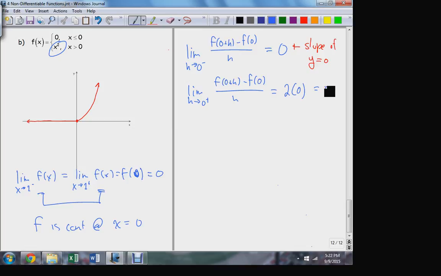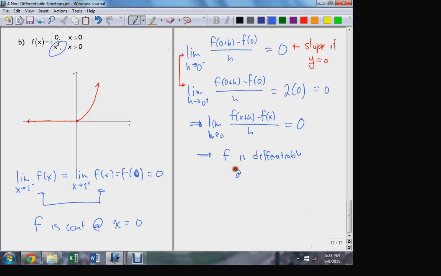So is this function differentiable at 0? Yes. Here I've shown the left and the right limits are the same. So that proves that the limit as h approaches 0 of the derivative form, with the derivative applied to the two branches independently, is equal to 0. So it is defined, and that means that f is differentiable at the point where x is 0.